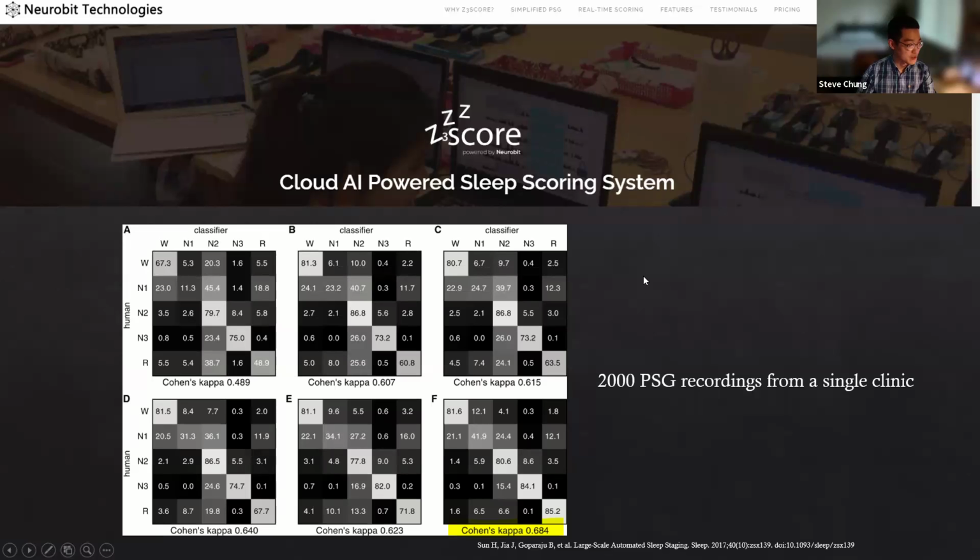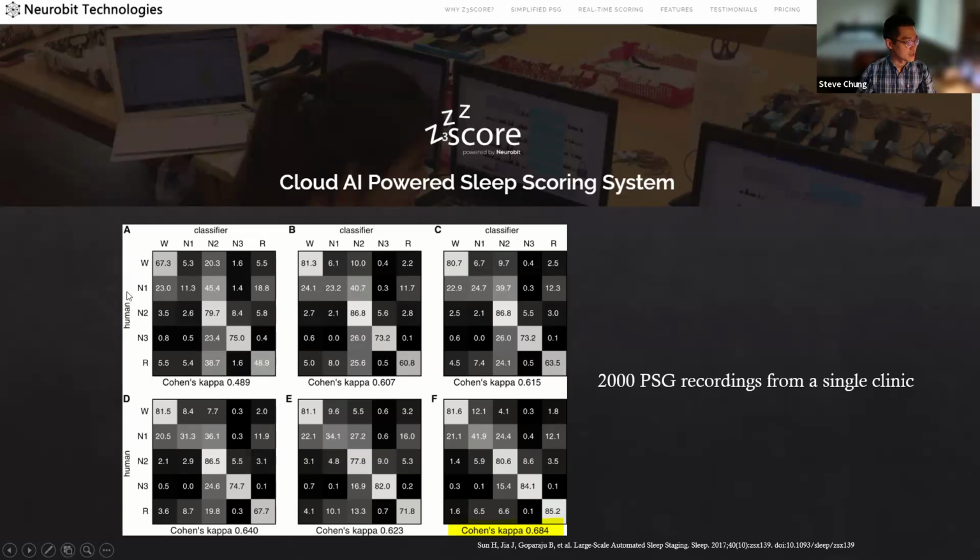So here's another software that was developed, which is called the Z3Score system. This study tested about 2,000 PSG recordings, and these are all taken from a single clinic. These are tested from A to F, and you can see this weird looking table or graph that is black and white and different shades of gray. So basically what this is called is a confusion matrix. Confusion matrix just means it's very confusing to read, and that's my takeaway when I first read it. But it's actually kind of simple.